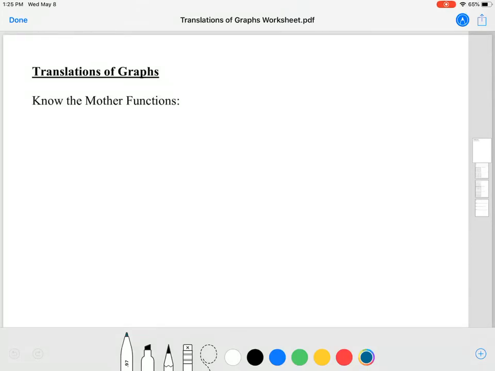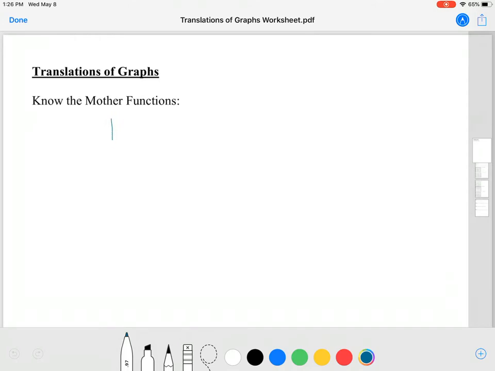In this section, we're going to talk about shifting graphs, stretching and shrinking graphs. And before we start talking about the rules of translations of graphs, I first want to refresh your memory on what I like to call the mother functions. These are all the basic functions before they start getting shifted.